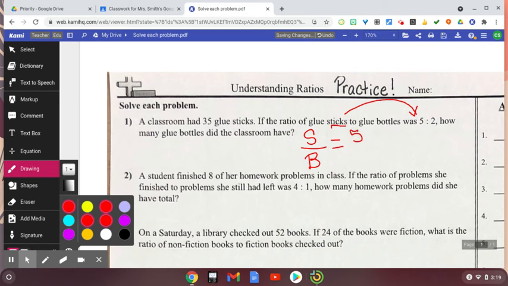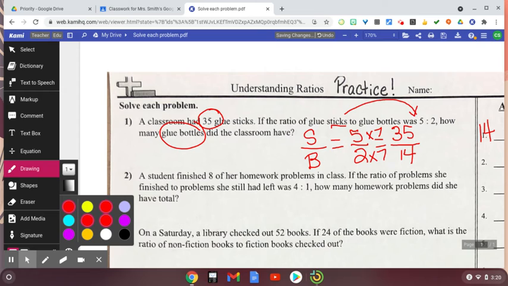So we're going to put 5 here, and the bottles obviously are 2. Then it says that we've got 35 glue sticks in our very first sentence right here. So we know that 35 must go up on top since it's associated with our sticks. And then we're just going to make an equivalent ratio. So if you know your multiplication facts, you do know that 5 times 7 equals 35. And then I'm going to take that same factor and multiply it by 2 to get 14. So when it says how many glue bottles did the classroom have, our answer is 14. And I'm just going to write it over to the side here.